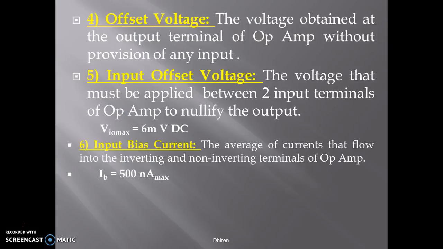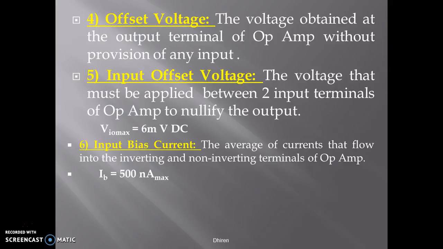Sixth one is input offset voltage. The voltage that must be applied between two input terminals of op-amp to nullify the output. It is called input offset voltage. For 741 operational amplifier, input offset voltage is 6 mV DC.